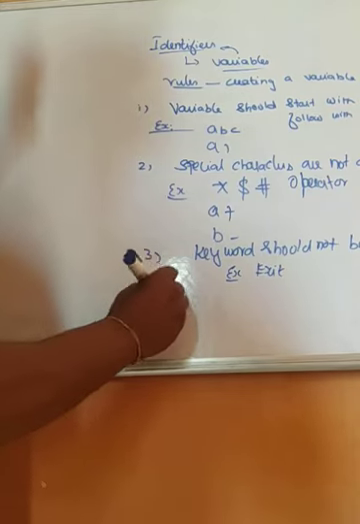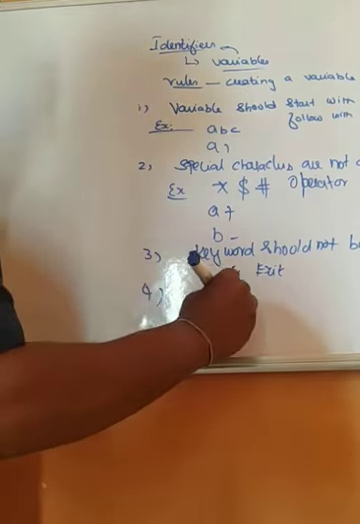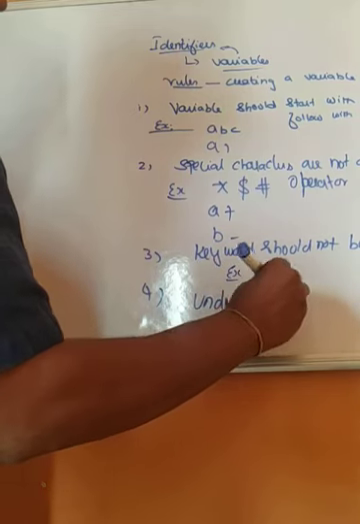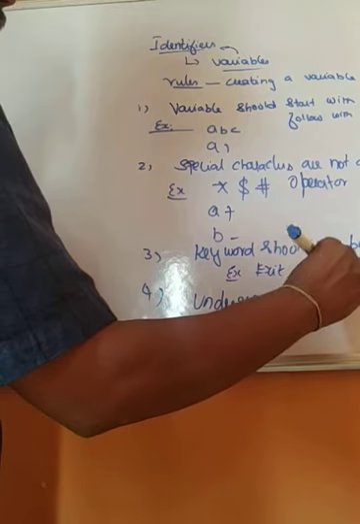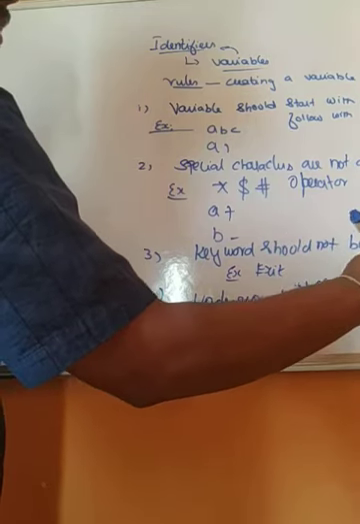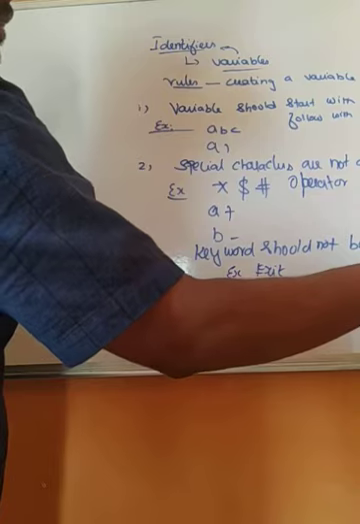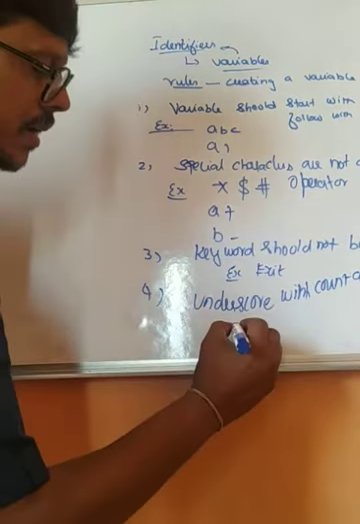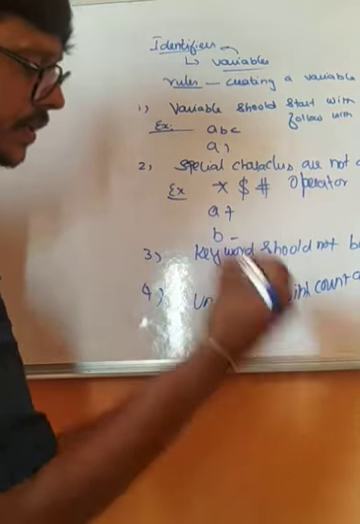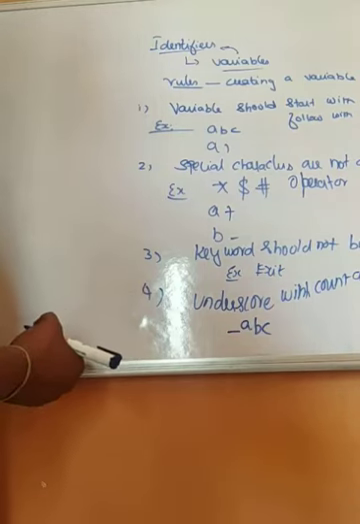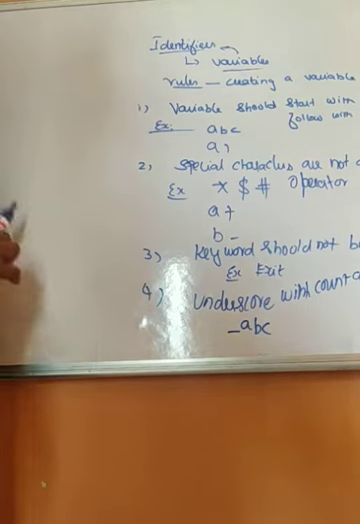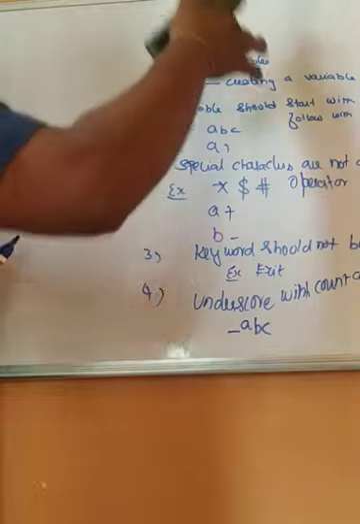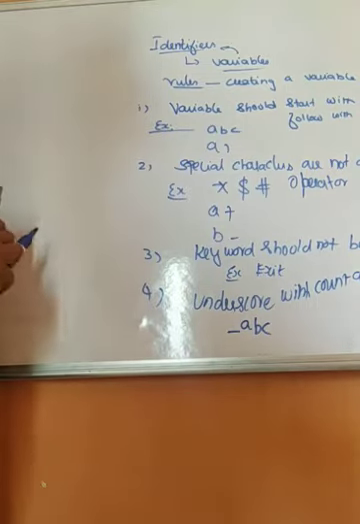And the last one: underscore will count as a character, for example _ABC. Like this you can create. This is the main thing which you need to know, because in all programs we will be declaring variables, so you should follow the rules for creating a variable.